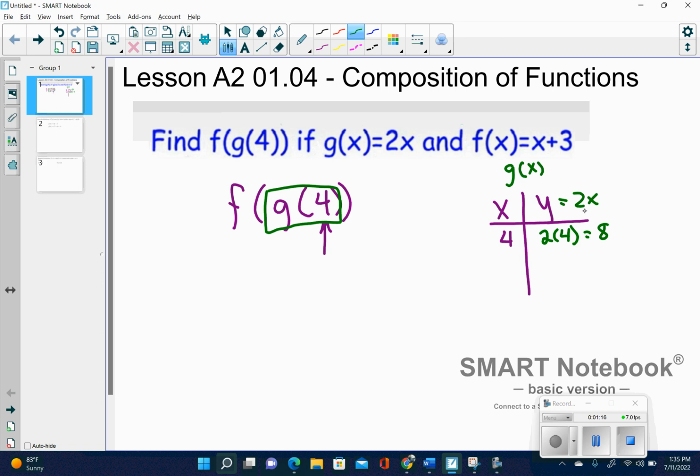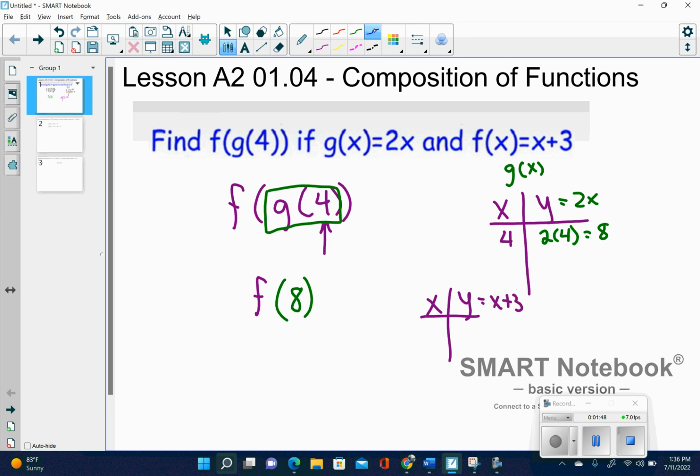Good. Now you're going to take that 8 and replace g of 4 with it, because that's what it's equal to. So we're going to have 8, and I'm going to close my parentheses and go back to our original problem. Since we did this part already, now we have to take f of 8. Again, think of another x and y because we now have a new function. Our f is equal to x plus 3, so I'm going to plug that in.